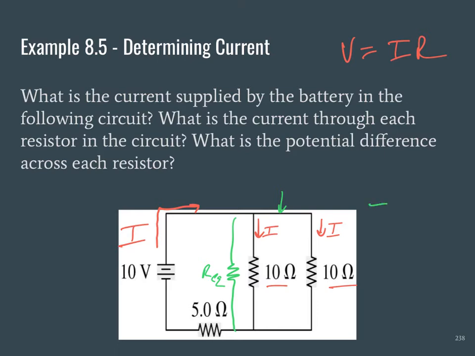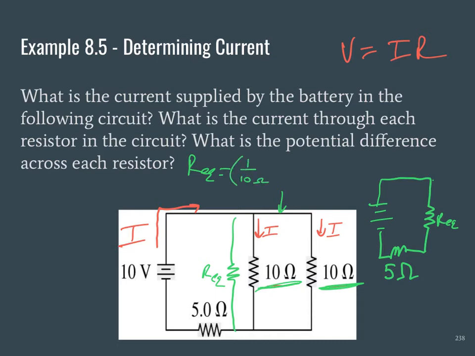So here's what I'm going to do. I'm going to draw another circuit. There's my battery. And instead of two 10 ohm resistors, I'm going to draw one equivalent resistance, and then I still have my 5 ohm resistor. My question is, what type of resistor would I need to take these two 10 ohms and replace it with one resistor so that the battery doesn't know the difference? Well, my equivalent resistance in parallel is 1 over R1, which is 1 over 10 ohms, plus 1 over R2, which is 1 over 10 ohms, to the inverse 1 power.